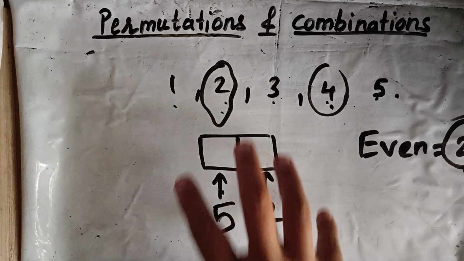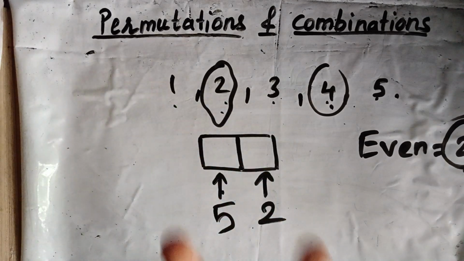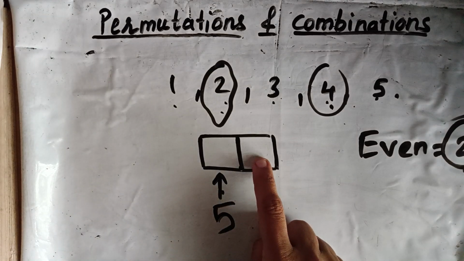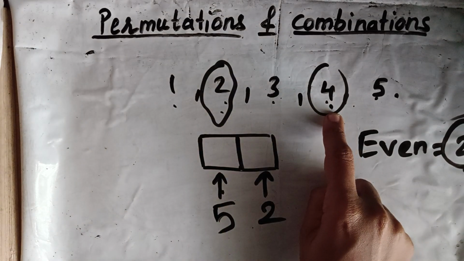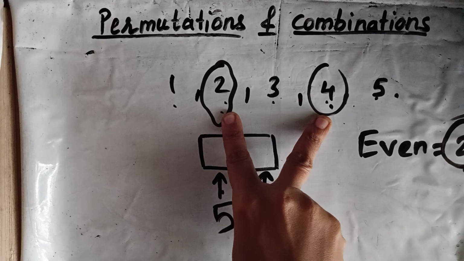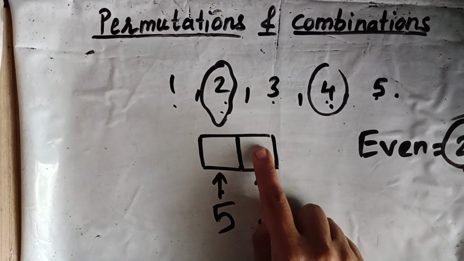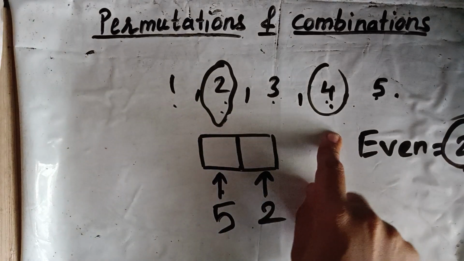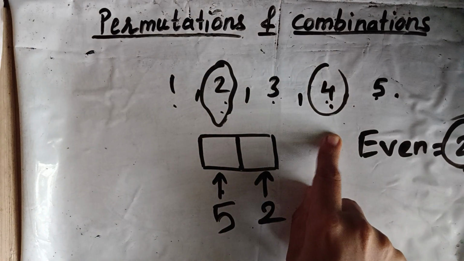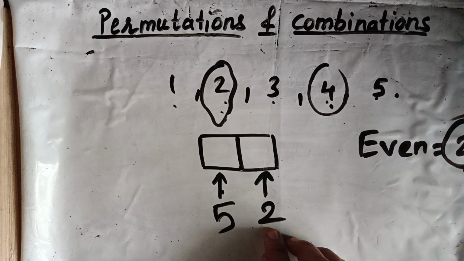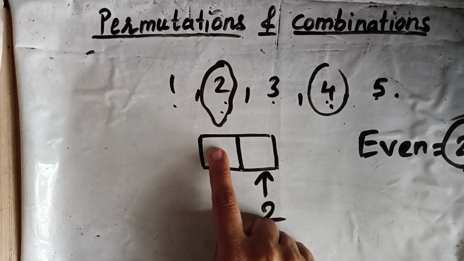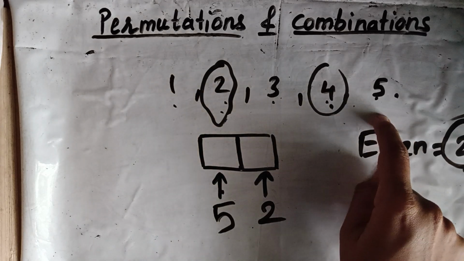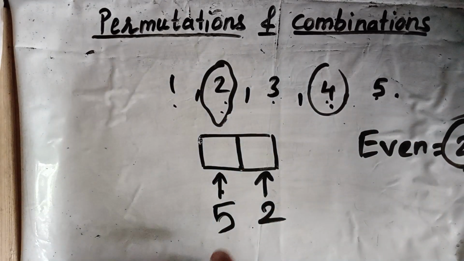Okay, so if you want an even number, then the unit place should be filled with an even number. So here only 2 choices were there, right? This place can be filled with 2 numbers, that is 2 or 4, and digits can be repeated, they are saying. So I've taken both the numbers, and this place can be filled with any of these numbers. So we have 5 choices.